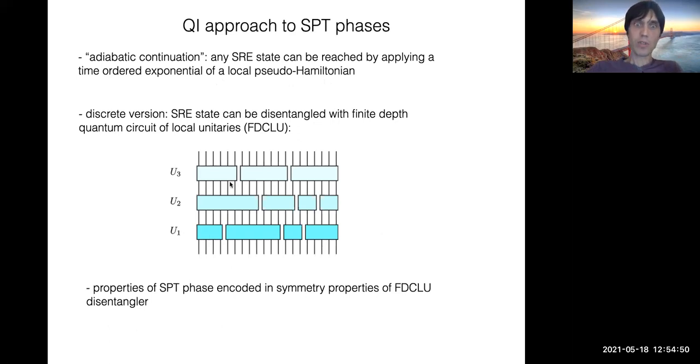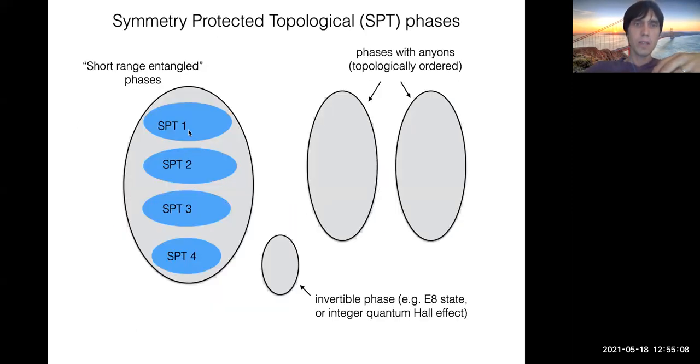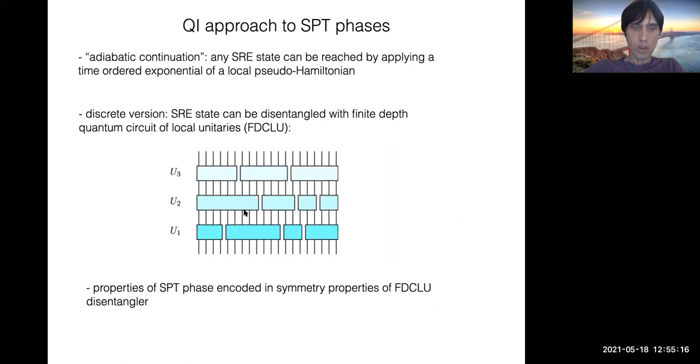So this is something that can be used. Obviously none of this is rigorous, it's just a patchwork of ideas. But the idea is that we believe that any one of these SPT phases can be reached by starting with a simple symmetric tensor product state and applying one of these finite depth circuits to it. Somehow we want to understand the properties of the SPT phase that we make in terms of the properties of this finite depth circuit.